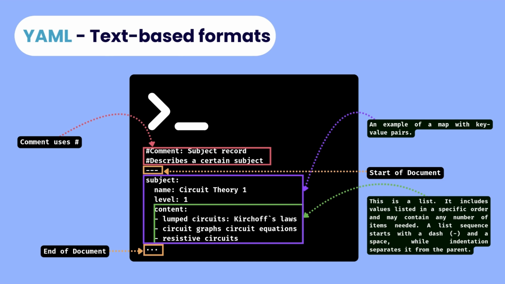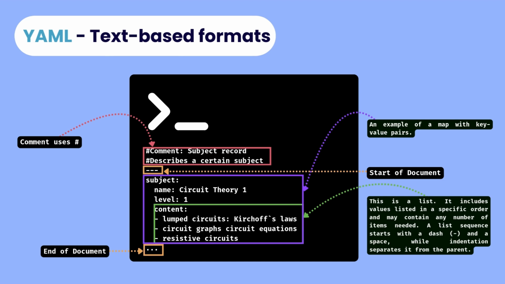As you can see, we have a YAML file that will describe a subject of circuit theory 1. Now, at the beginning of this YAML file, we have two lines that are commented out using a hash symbol. And YAML does not support multi-line commenting, so if you'd like to write multiple lines of comments, you would need to use the hash symbol at the beginning of the line. And it's always best practice to use comments as they describe the intention of the code.